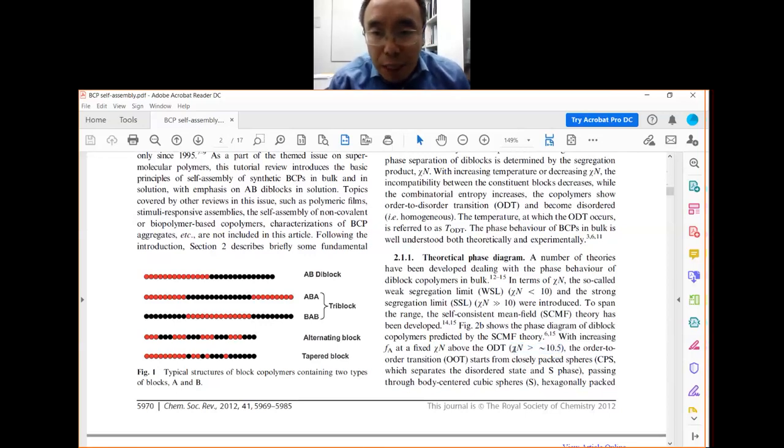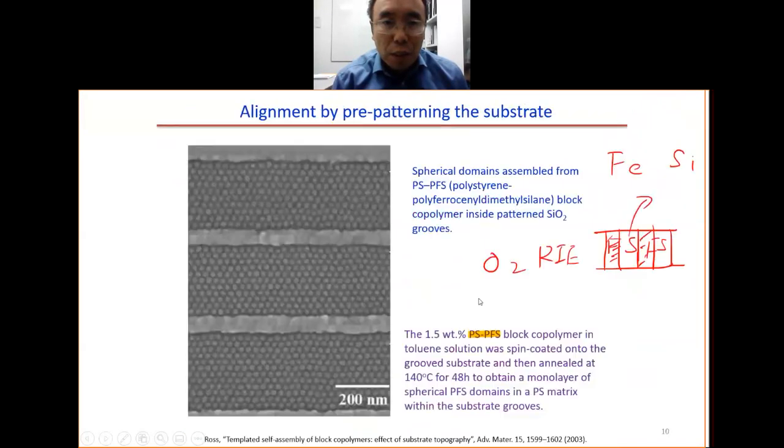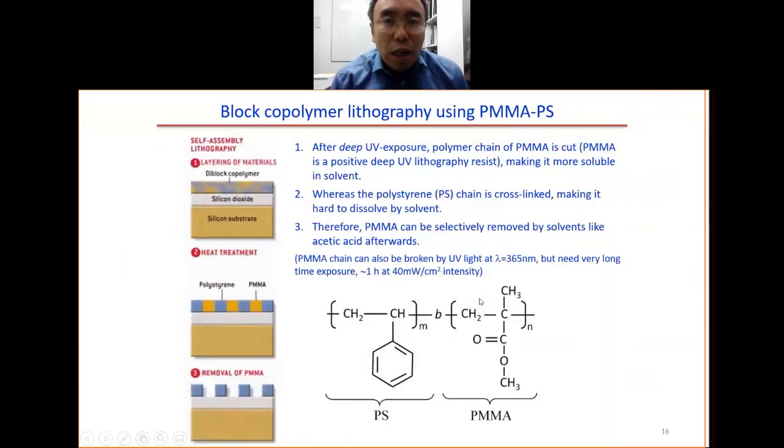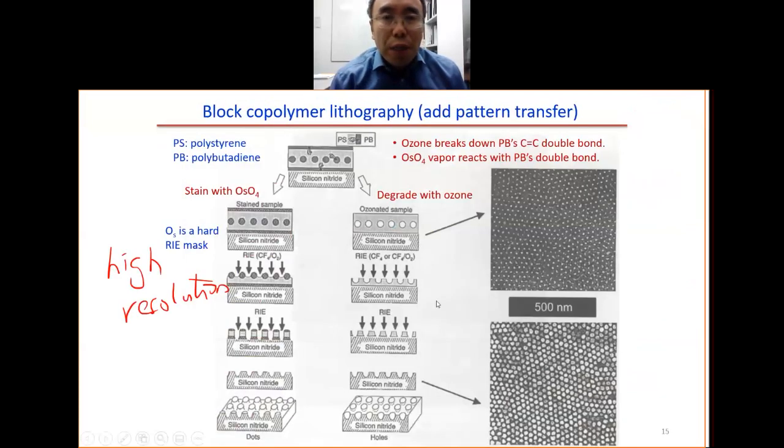So when we have a very big K, so that the two blocks are very different, with very high contrast between the two blocks, n can be small and you still satisfy this criterion. So when n is small, you get higher resolution. So this is one way to do the pattern transfer.